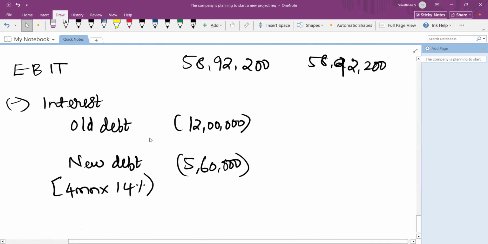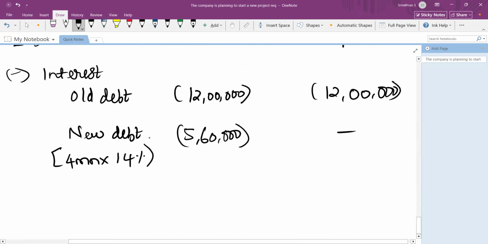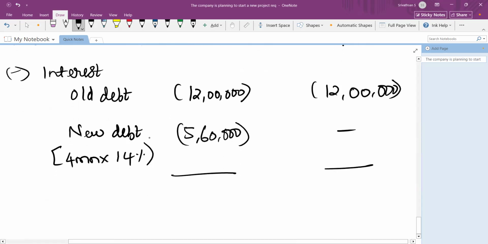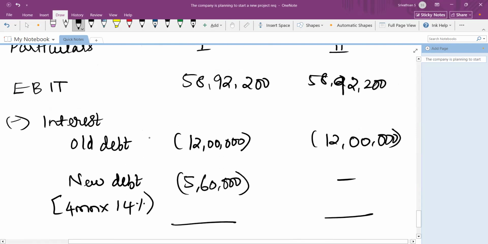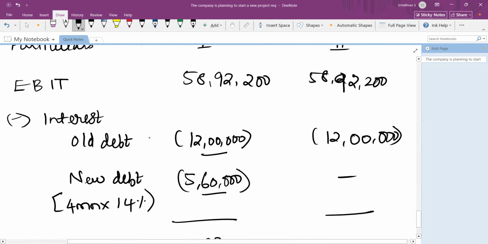Now, what is the amount of interest the company will pay under financial plan 2? The company has only the existing or old debt under financial plan 2. The company did not raise any new debt, so only old debt interest of 12 lakh rupees will be there, and no new debt interest. So, what is the EBT under financial plan 1? We have an EBIT of 58,92,200. From that, subtract 12 lakh and 5,60,000. We get 41 lakh 32,200 as the EBT.